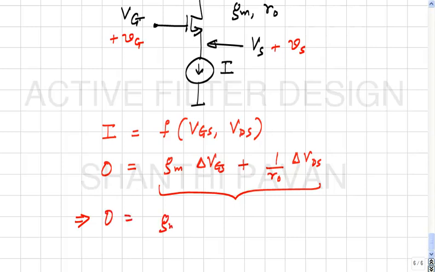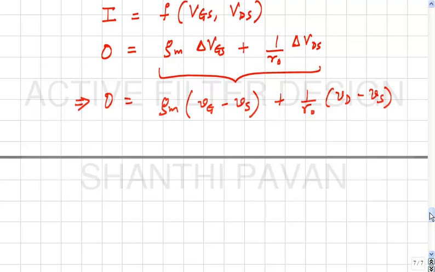So what does this mean? 0 is Gm times (Vg minus Vs) plus 1 by Ro into (Vd minus Vs). This is Gm times Vg plus Gm plus 1 by Ro times Vd, which must be equal to Vs into (Gm plus 1 by Ro).